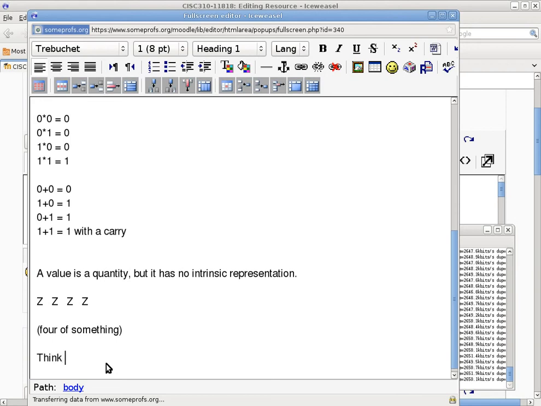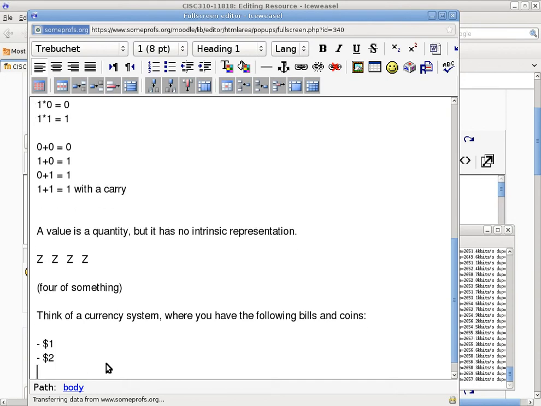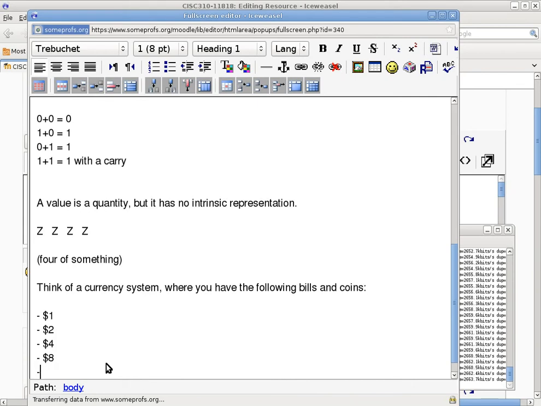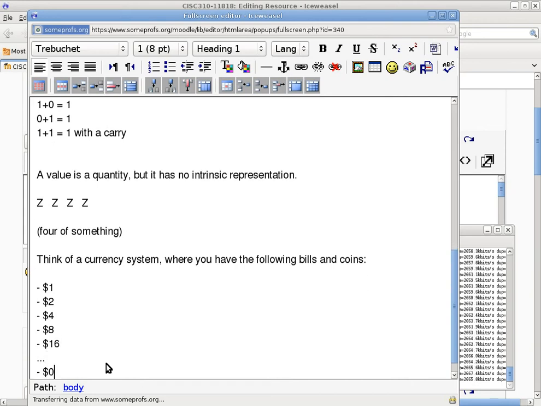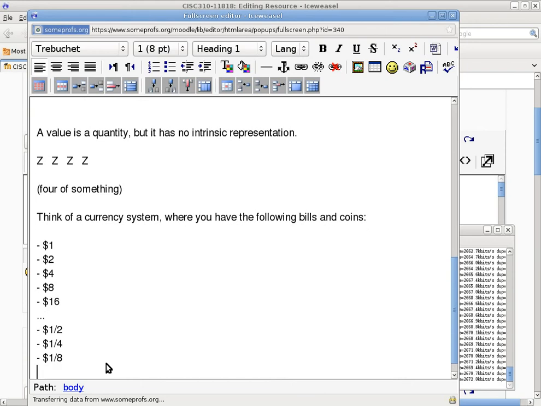Think of a currency system where you have the following bills and coins. You have $1, you have 2, 4, you have 8, 16, and so on, on one side. On the other side, you can also have 1/2. So I'll just say half of a dollar, quarter of a dollar, an eighth of a dollar, and so on.